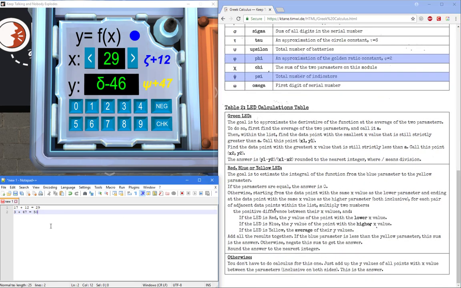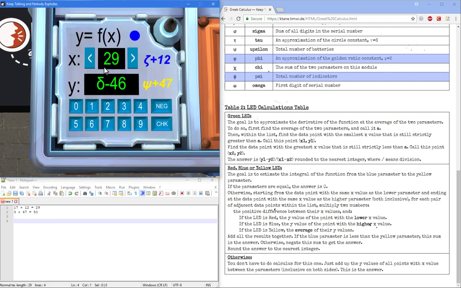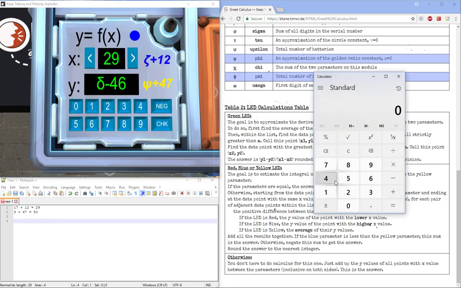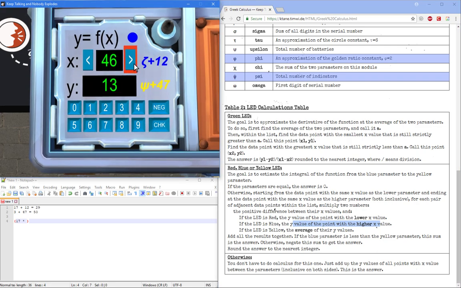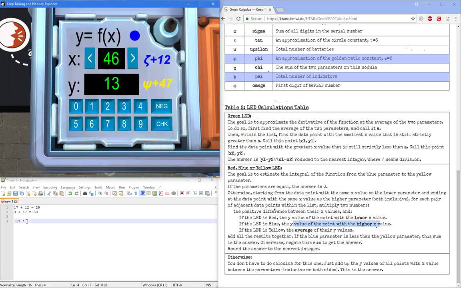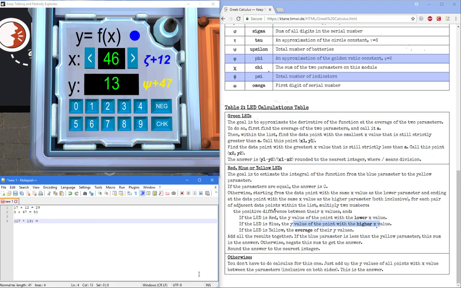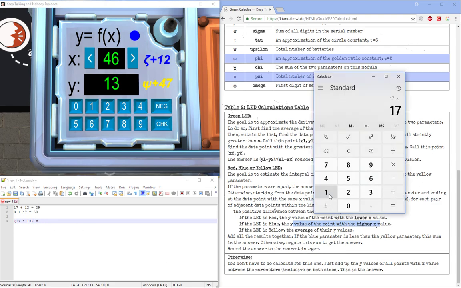So first, take the positive difference between the x values. Let's get a calculator here. So 46 minus 29 is going to equal 17. So we take 17 times, and we get the y value of the point with the higher x value. So that's going to be our 46. So we're going to take 13. So this is going to equal 17 times 13, equal 221.